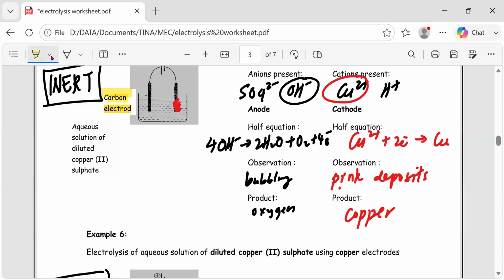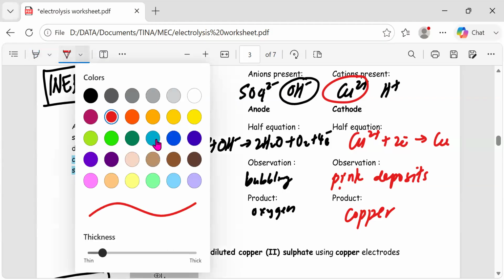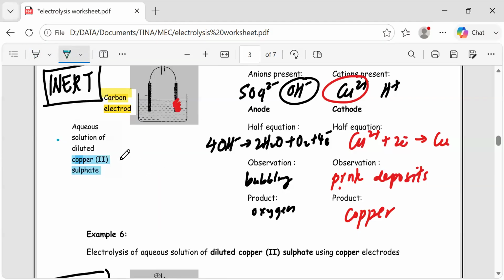Okay, now the exam they love to ask you copper 2 sulfate. One extra reason is because copper 2 sulfate has a color. The color of copper 2 sulfate solution is blue. And the reason copper 2 sulfate is blue is because of the copper 2 ions. The more copper 2 ions there are, the more blue it will become.